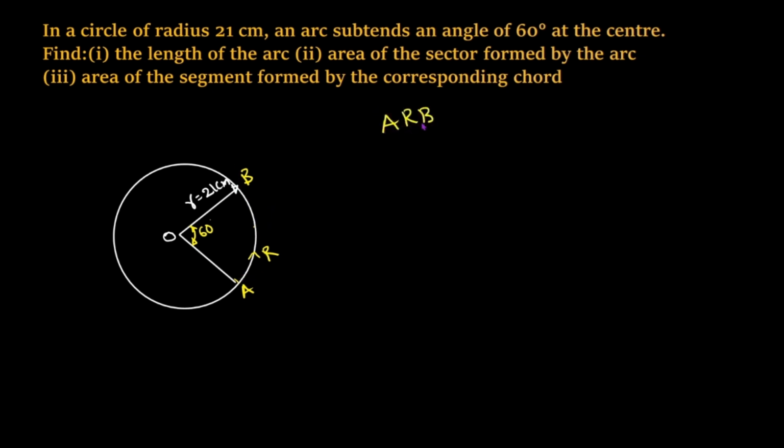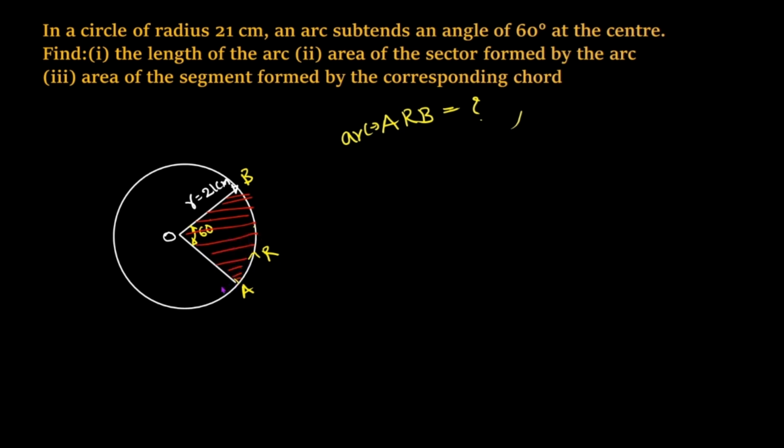Okay. So the length of the arc we need to find, first one. Okay, the arc length ARB. So what does it ask again? And the area of the sector formed by the arc. So this arc is forming the area. Then we need to find the area of it, right? So let me shade with some color, like red color I'm just writing. So this area we need to find, the area formed by the sector.